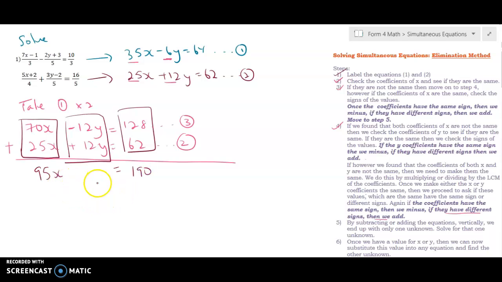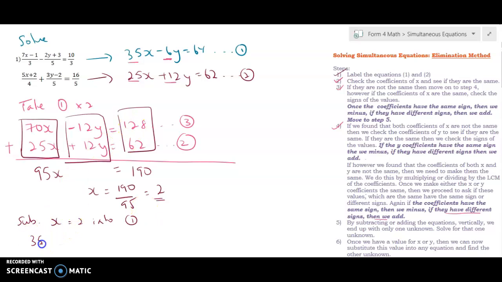Right? So now I can just solve for x. 190, 195, that works out to be 2. Sorry, 2. So I know x is 2. So now let me substitute x is equal to 2 into, I could say, equation 1.